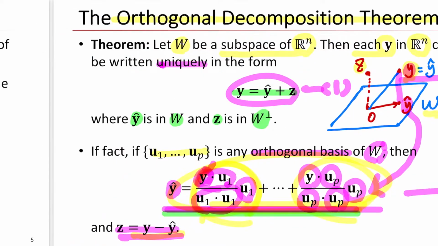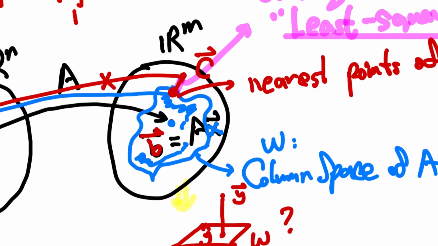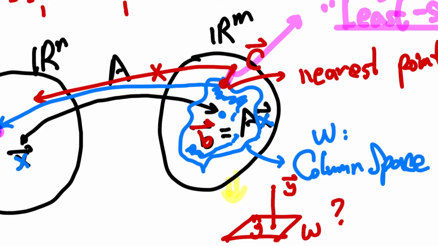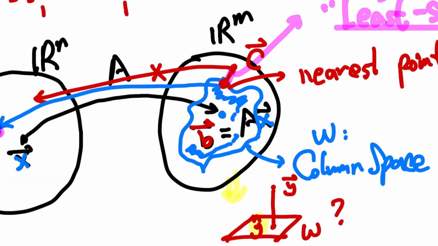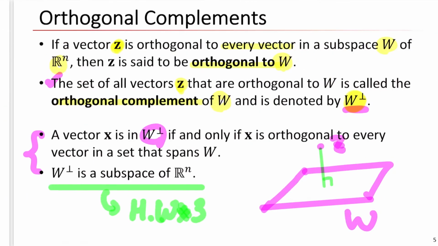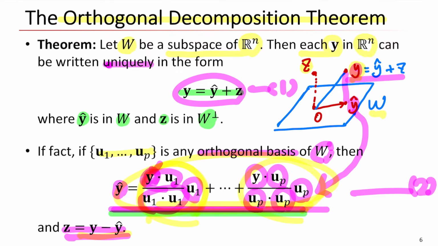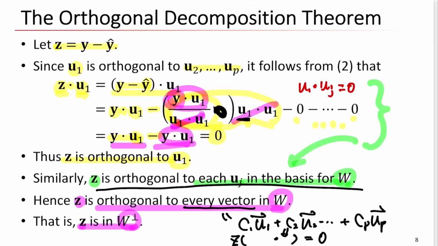So it means that if you go back to our discussion here, now we have a way to estimate Y hat with the orthogonal basis of W. Given Y, we can find Y hat by the orthogonal decomposition theorem. Okay, so let's see the example.